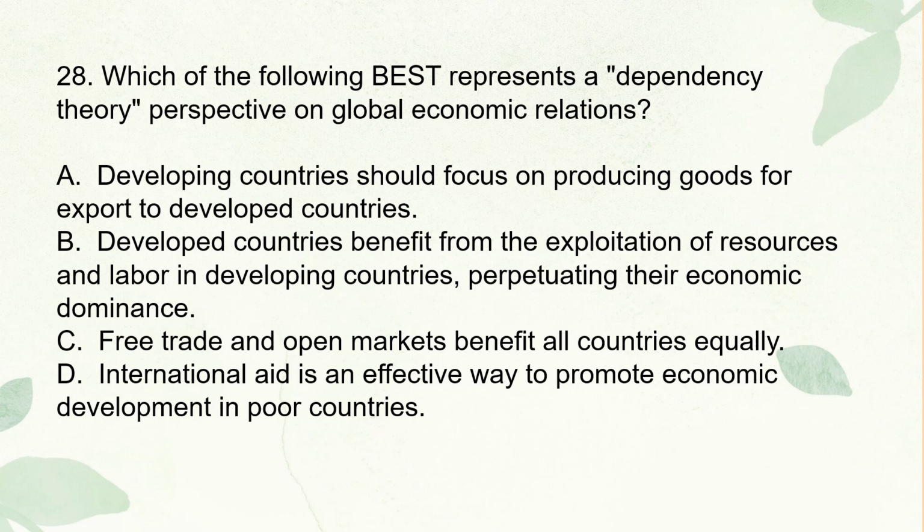Number 28. Which of the following best represents a dependency theory perspective on global economic relations? Letter A. Developing countries should focus on producing goods for export to developed countries. Letter B. Developed countries benefit from the exploitation of resources and labor in developing countries, perpetuating their economic dominance. Letter C. Free trade and open markets benefit all countries equally. Or letter D. International aid is an effective way to promote economic development in poor countries.